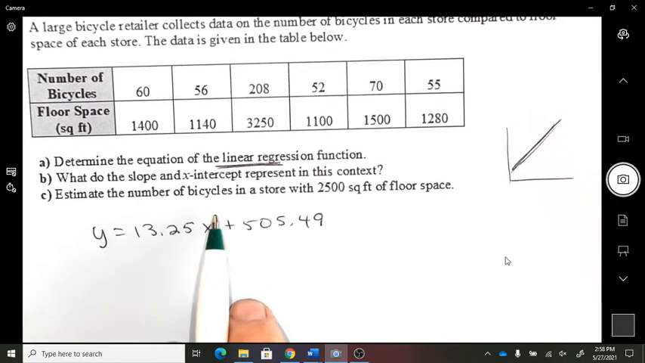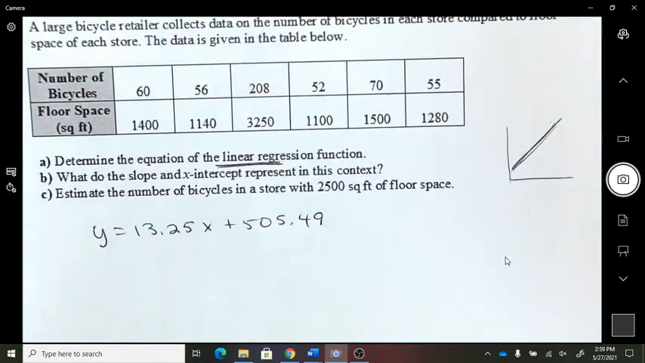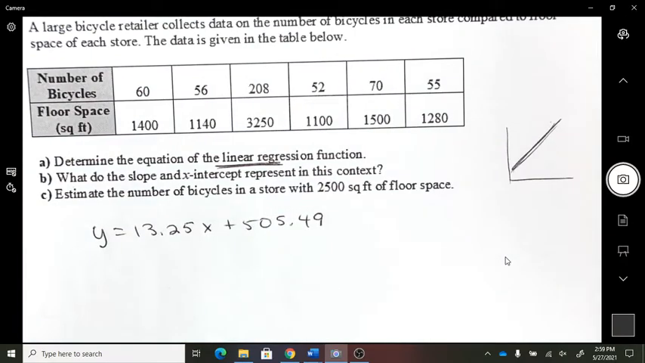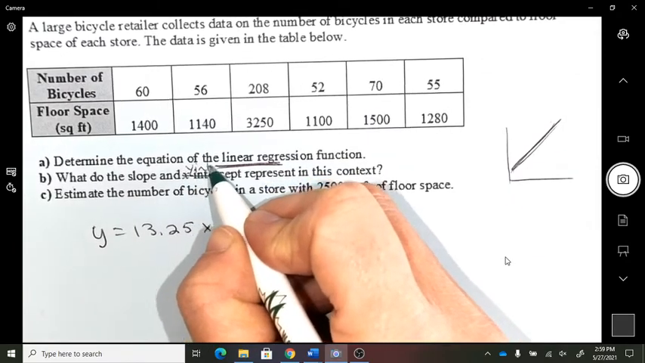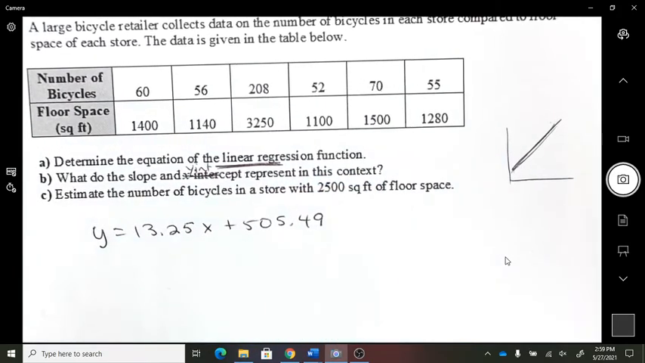Okay, what do the slope and the X-intercept represent in this context? So we did ours backwards of what they did. We were saying X was the bikes. So I'm going to change this question to the Y-intercept. So the bikes should have been the L2? Or did that not matter? I'm not sure here. That's okay. We can figure it out either way.